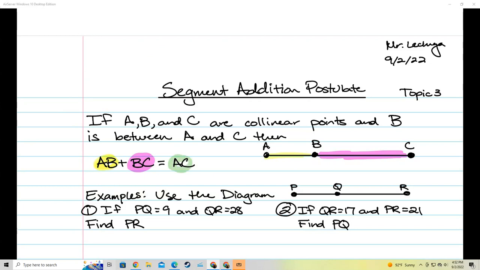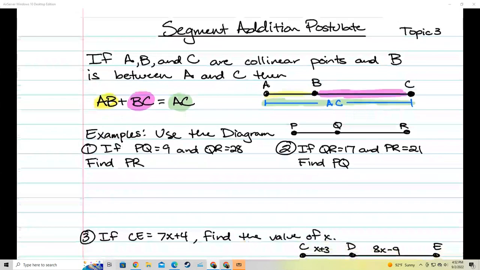AC I'm going to do in green, and AC runs from here all the way to the end. Again, you're starting at A and running all the way to C, so that's why they call it segment AC. And that segment AC, I'm going to highlight in green. So the yellow and the pink sections add up to equal exactly the green section.